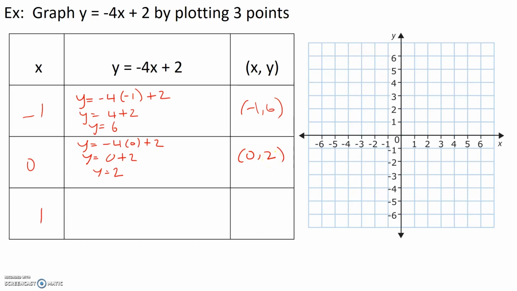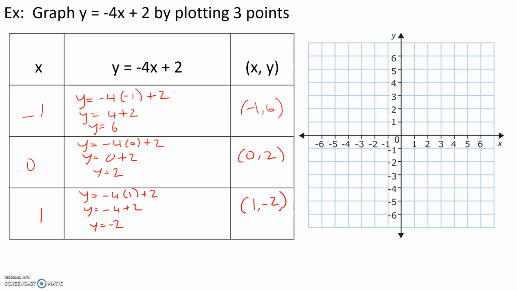Let's do one more. Let's do x equals 1. So we have y equals negative 4 times x, which is 1, plus 2. Negative 4 times 1 is negative 4, and negative 4 plus 2 is negative 2. So our ordered pair is the point 1, negative 2.